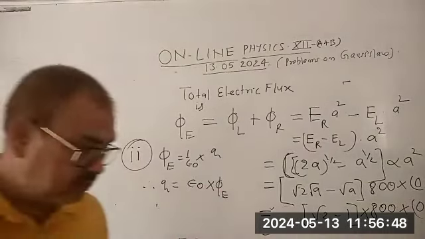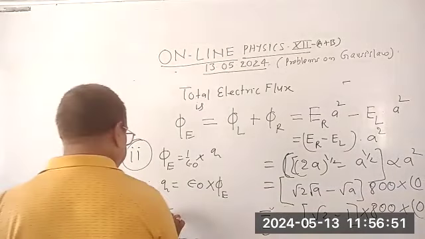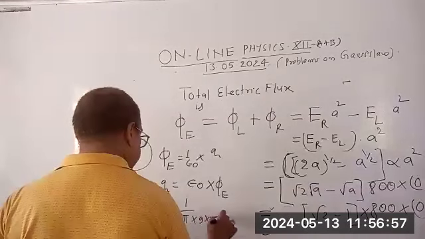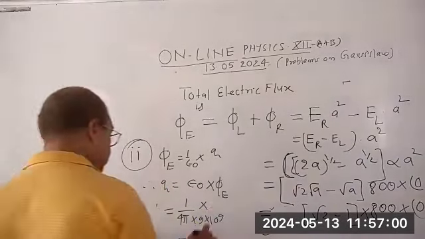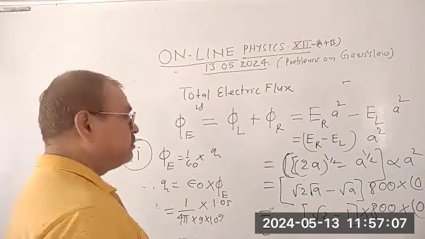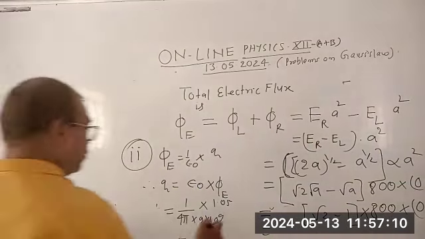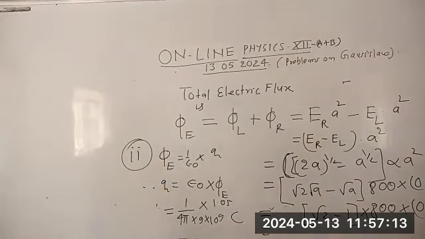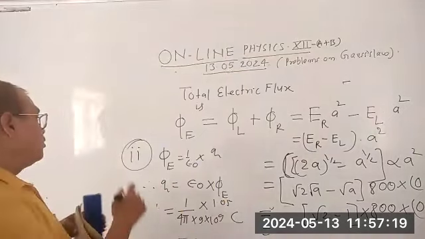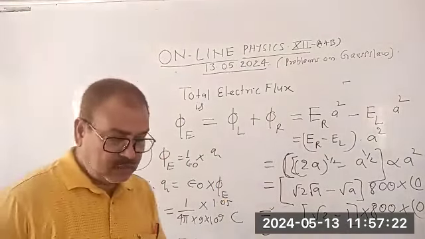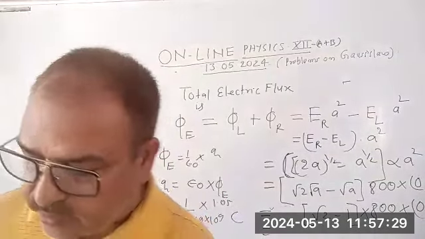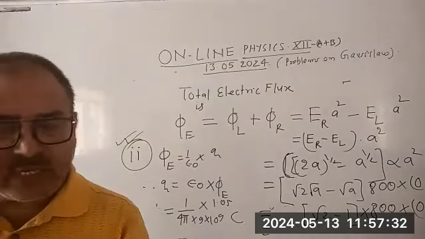Epsilon naught times flux. So epsilon will be power 1 upon 4 pi, 9 into 10 to the power 9. So this will be the Coulomb. This solution will give you the Coulomb. So go through these two steps. These are some more applicable questions related with the Gauss law. You will do practice.